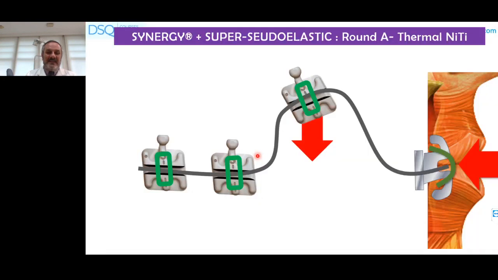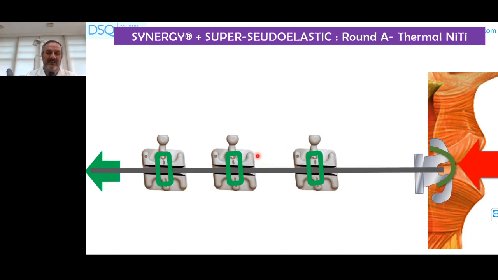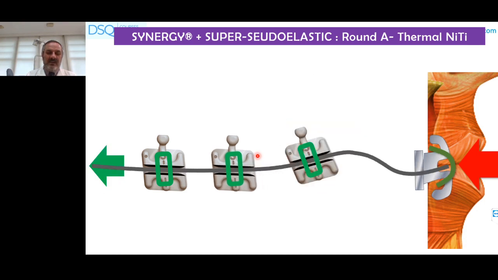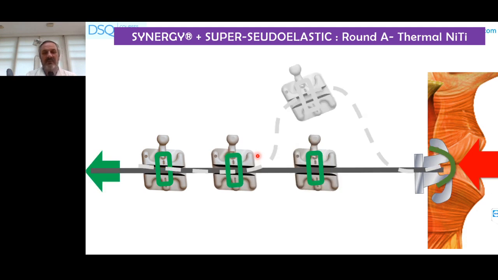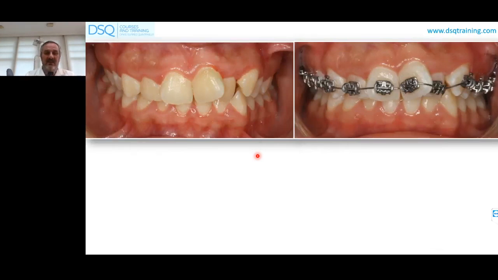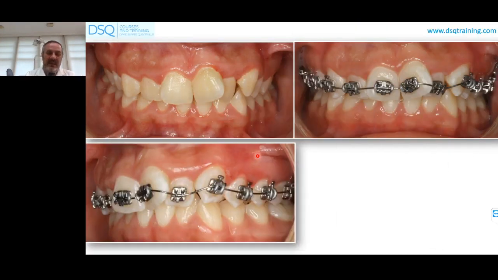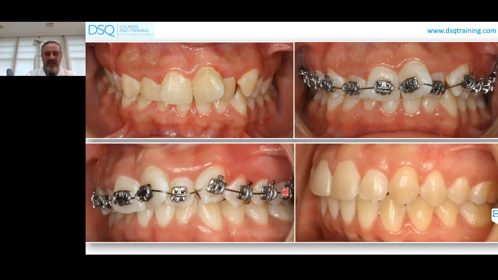What are the advantages? Okay, when we put the Scenery, what is the big advantage? The big advantage is this: it's possible to move the wire backward. It's possible to move the wire backward. You can see this patient. We put the wires to align, okay? And now we ligate the canine and the center to move the wire backward, okay?